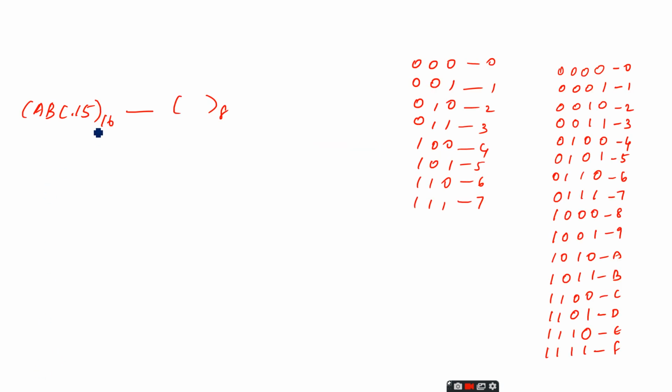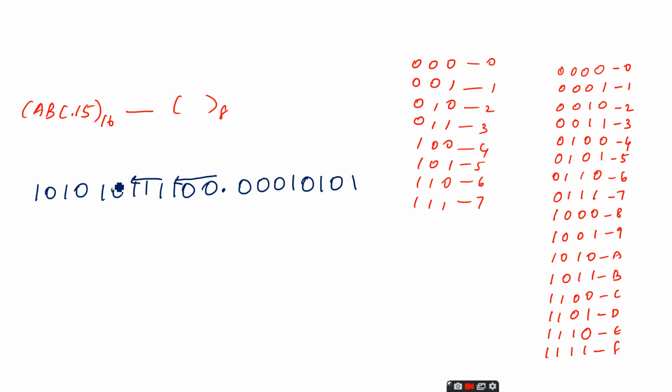First question, ABC.15. That is a hexadecimal number. We have to convert to octal. So the value of A is 1010, B is 1011, C is 1100, then 1 is 0001 and 5 is 0101. After that, we have to group it in 3 bits. So this is the first group of 3. Before the point, we have to group from back, and after the point, we have to group from the beginning. This is the second group of 3 bits, third group of 3 bits, and fourth group of 3 bits.